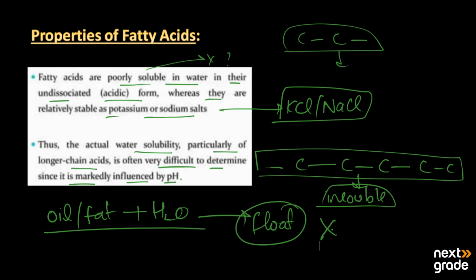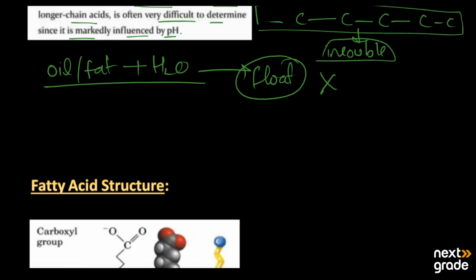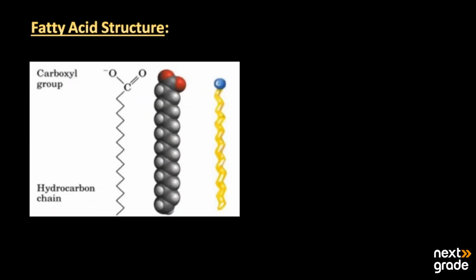So that's why the fats are known as poor conductors of heat as well as electricity, because they do not get dissolved into water. They will not change into ions, and when they are not hydrolyzed or ionized, they will be poor conductors.